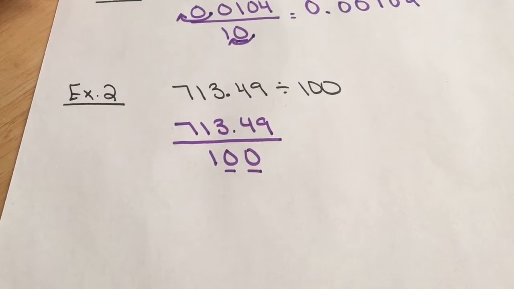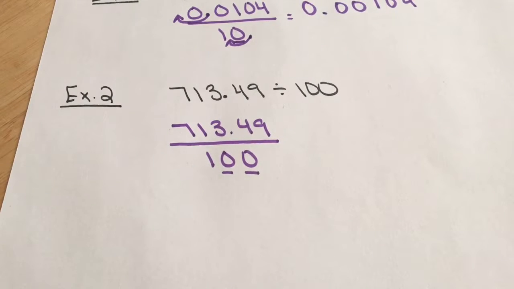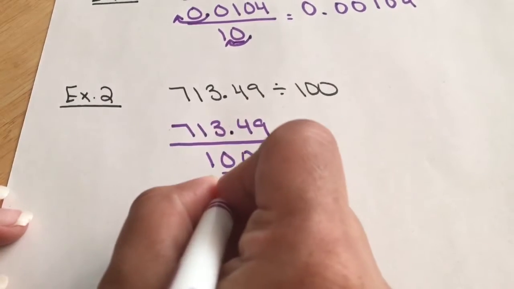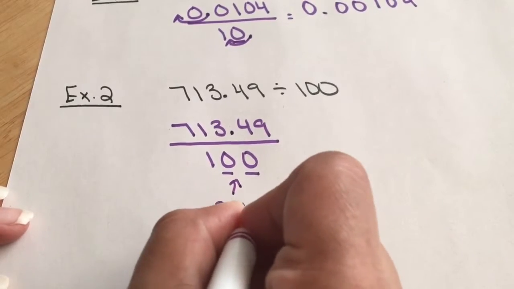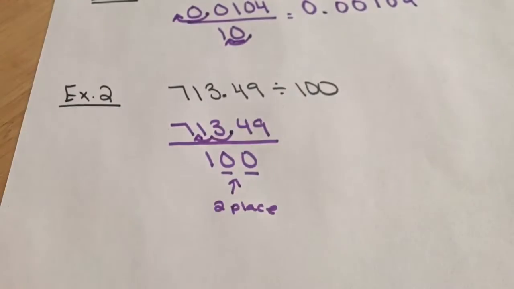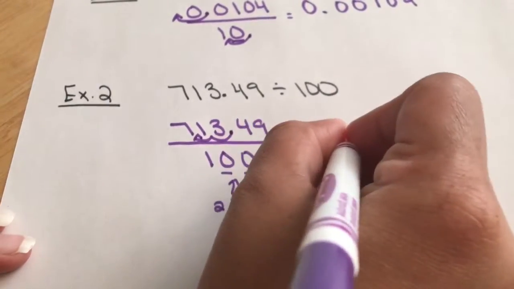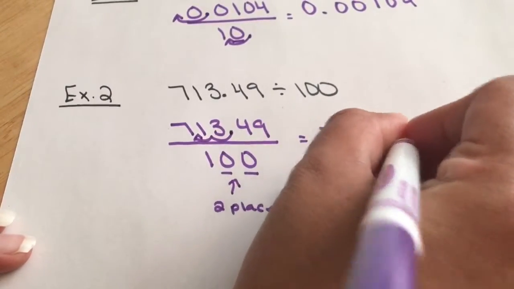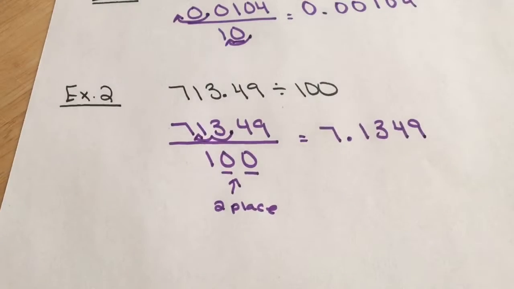The second step tells us to write the quotient by moving the decimal point in the dividend that number of places to the left. So here's our decimal. There's 2 places. So I'm going to move my decimal 2 places, which is going to leave me with the number 7.1349. So that way we don't have to worry about the numerator denominator nonsense.